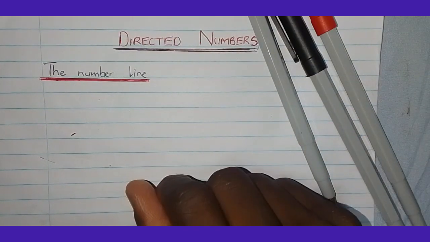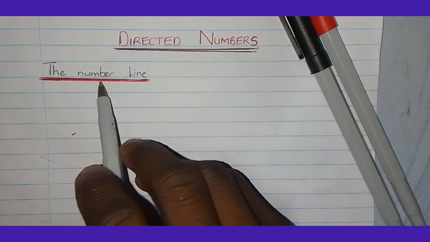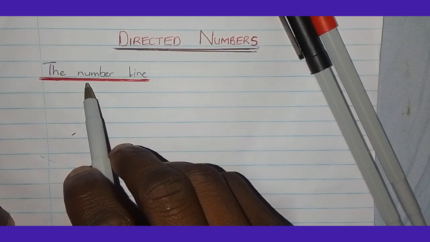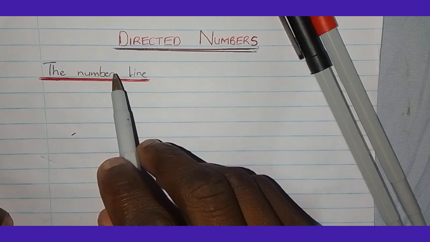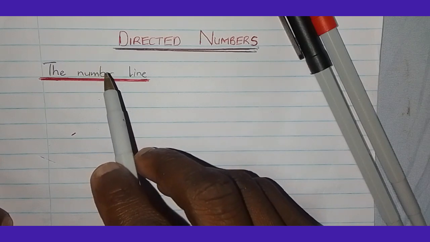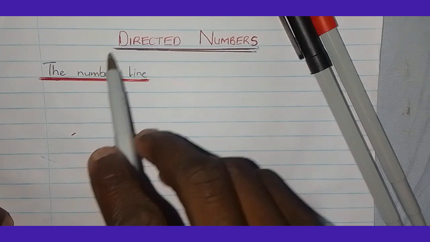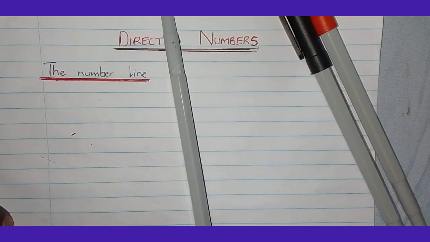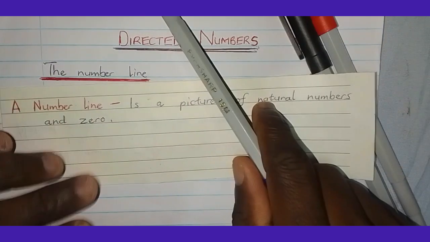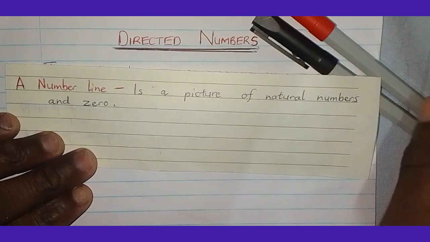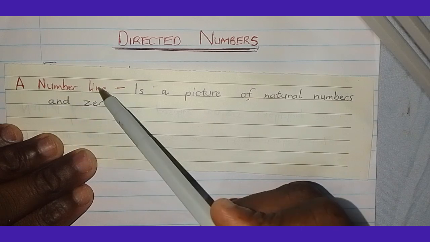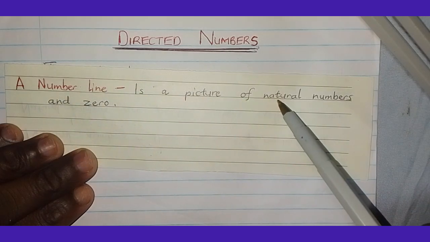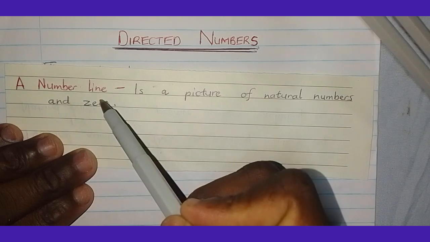Today we are going to look at the number line. That's where we are going to begin. Before we go any further, let's first start by defining this term, number line. What is a number line? Here with me, I have a very simple definition of a number line. Let's read it together. It says, a number line is a picture of natural numbers and zero.